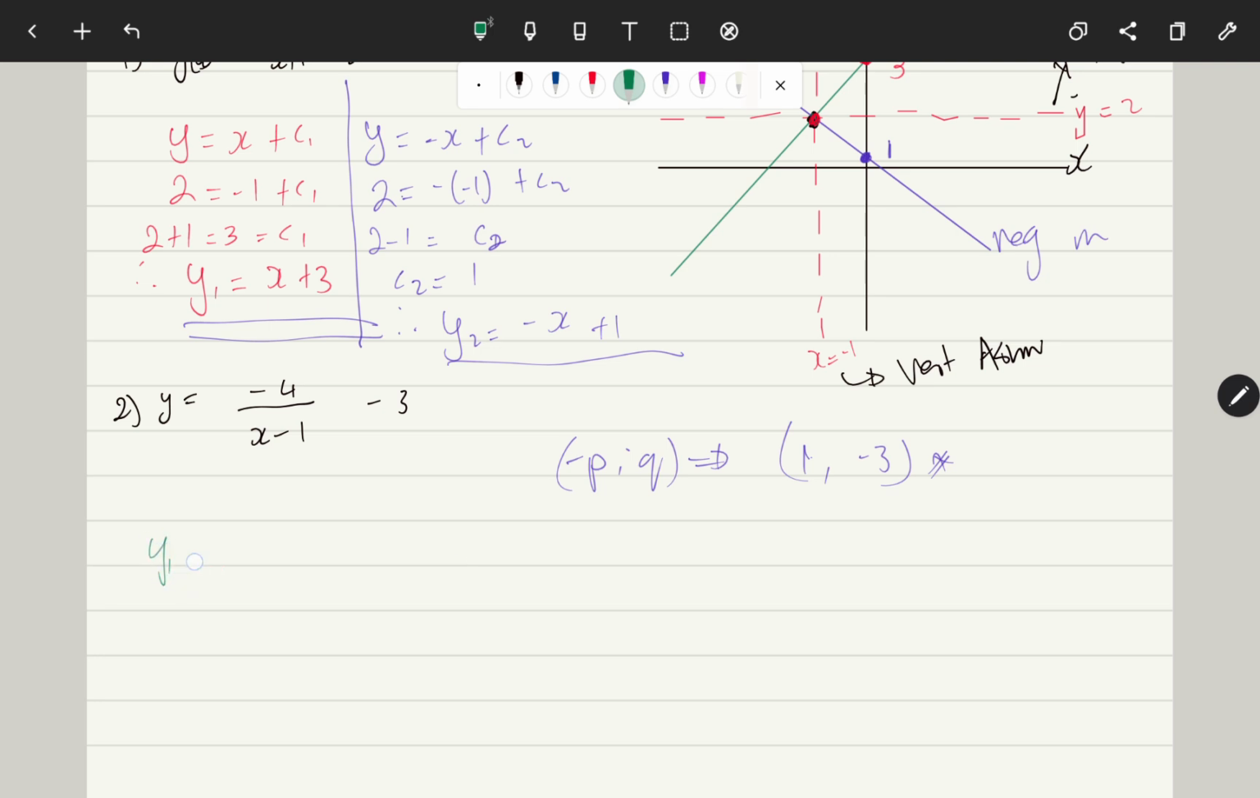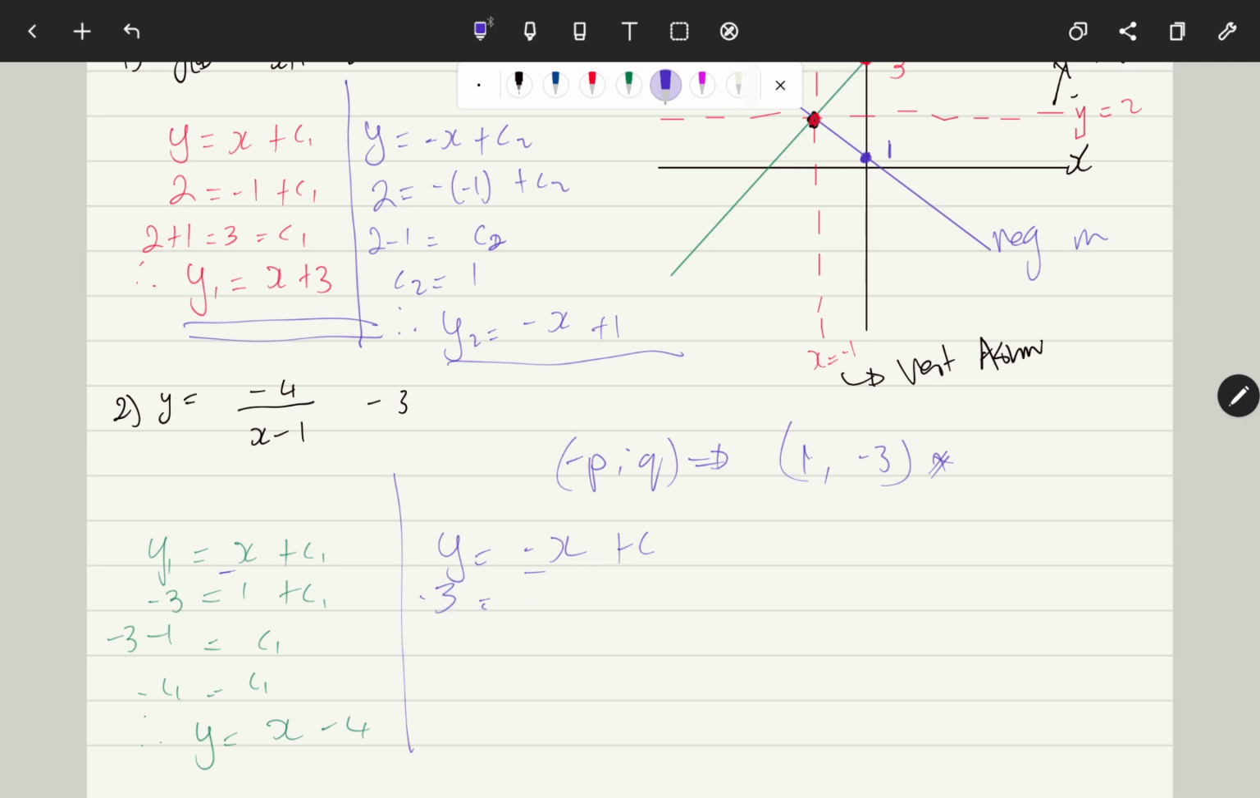So let's say y1 equals x plus c1. You substitute your values: minus 3 equals 1 plus c1, and then minus 3 minus 1 equals c1, minus 4 equals c1. Therefore you have y equals x minus 4. That's the first one. Now the second one, you'd say y equals minus x plus c2. Remember, negative gradient, positive gradient. So we substitute our values.